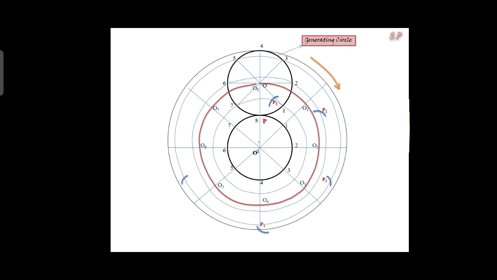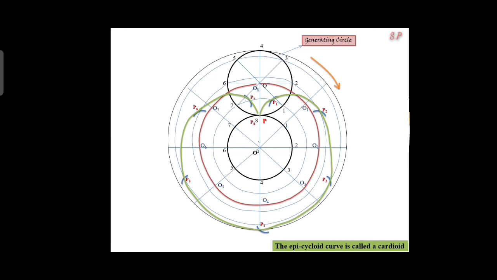In the same manner you will locate P5 and P6, and O7 is the center. You will draw the arc on the 7th point locus. You will get P7, and the P8 point you will get at the contact point of the 2 circles. And finally you will join all the points from the initial point P. You will get a cardioid shape. So when the two circle diameters are equal, you will get the cardioid shape.